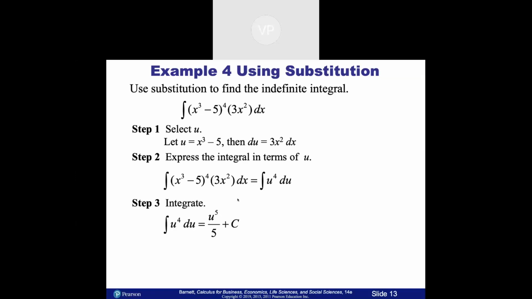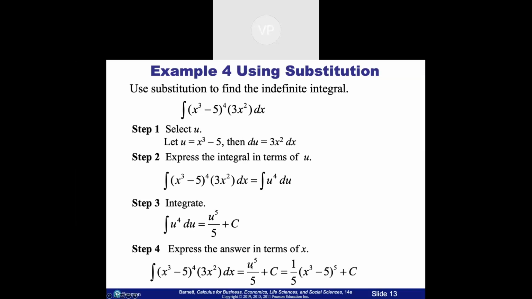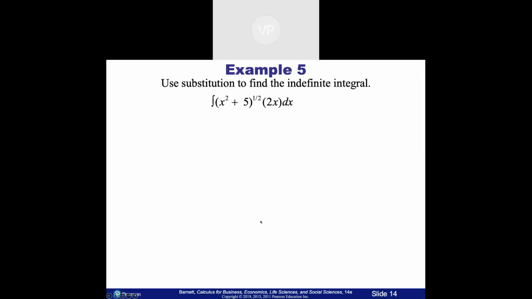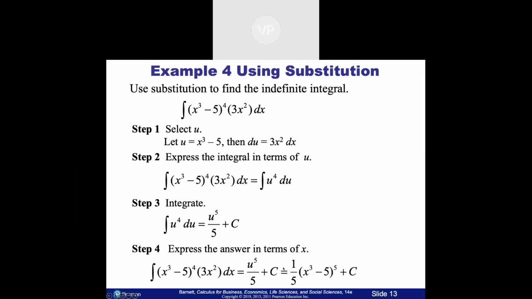Integrate that. We have u to the 5th over 5. And now we replace this u with the original substitution. So that's why it's important to write this step here. U equals x to the 3rd minus 5. It's like a temporary substitution. So when you get a final answer, you can't end it with a u. You have to put that x cubed minus 5 back in there, and now you have your solution. And also, I'll remind you, don't forget that plus c. Important every time.